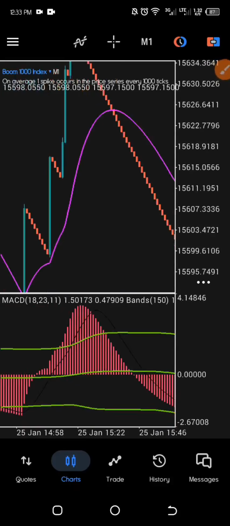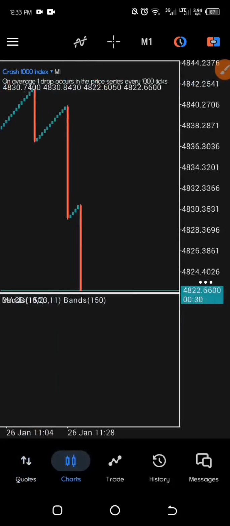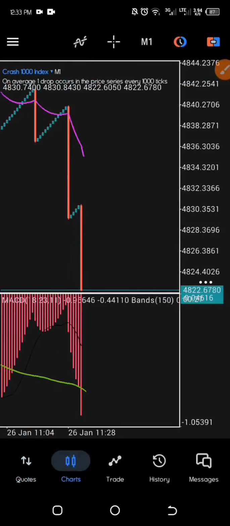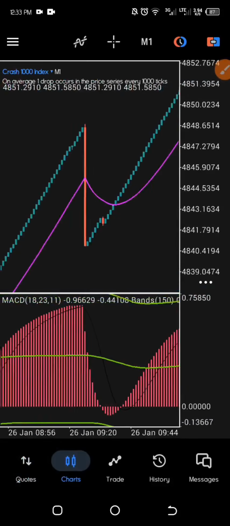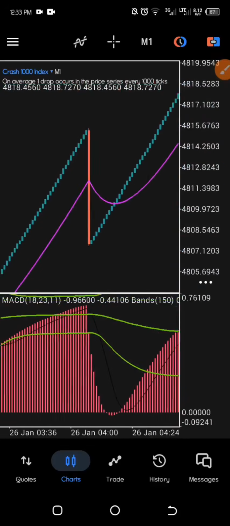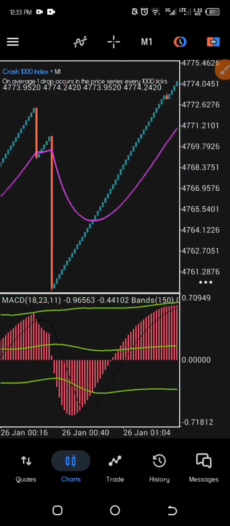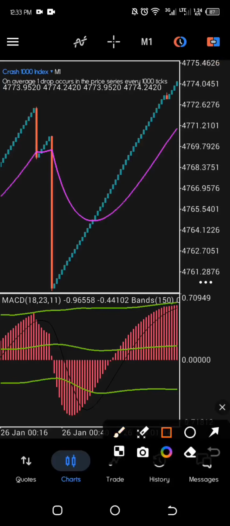Now I'm going to show you guys another trade example, and I'm going to do that on the Crash 1000 index. This is how we trade with the strategy on Crash 1000 index. So we are still looking for the same setup. The first thing we do is wait for the MACD to be at the overbought levels.